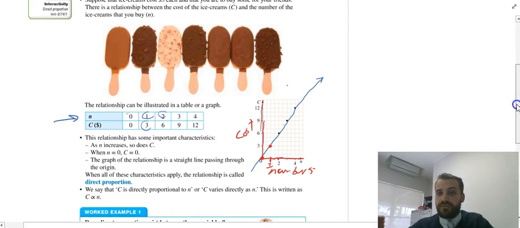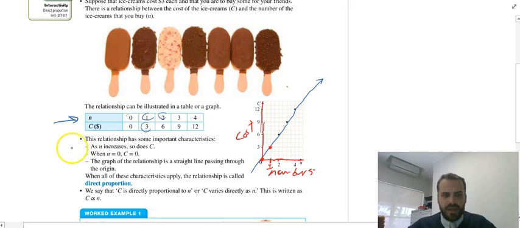Now, it's important that you take a few notes here. As n increases, so does c. Whenever we're talking about a direct proportion, if it's moving up this way, it's moving up this way. As the numbers go up, the cost goes up.